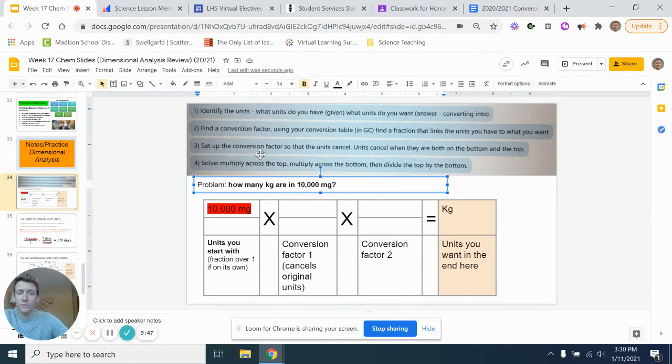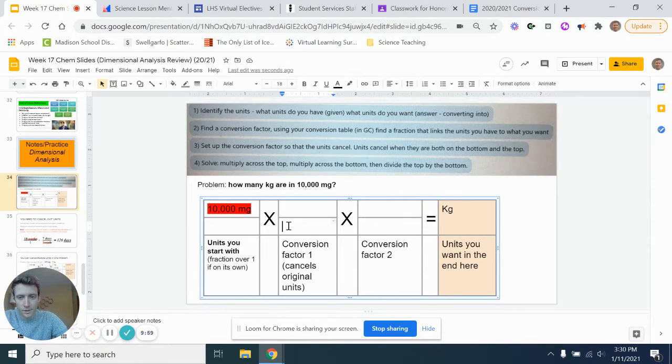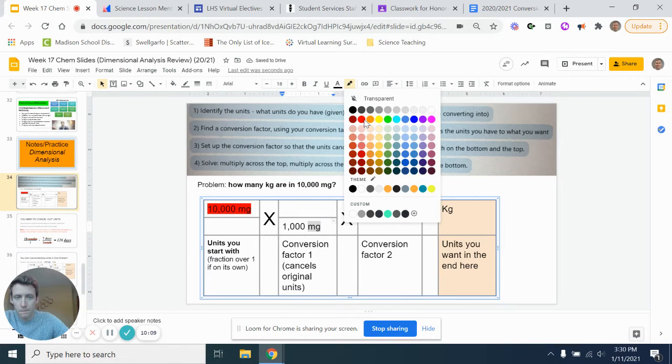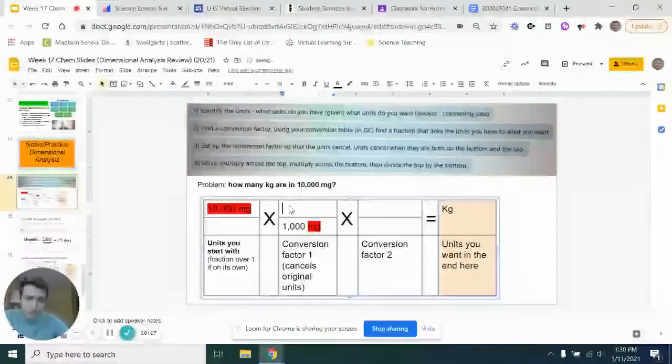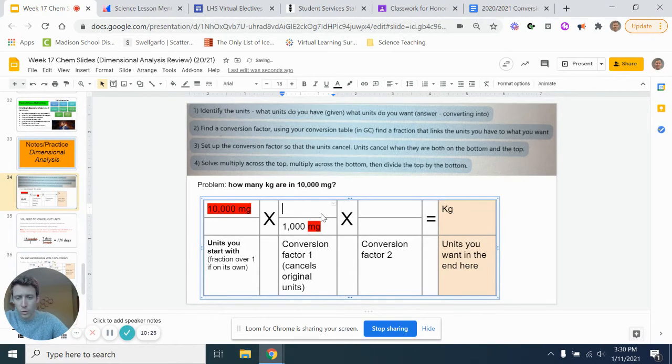Now 3. I need to set up the conversion factors so the units I don't want cancel out by being on both the bottom and the top. And ultimately, I just want kilograms on the top left over. So my conversion factor was 1,000 milligrams, which I'm going to highlight in red because I see that I'm canceling it out. 1,000 milligrams is 1 gram.